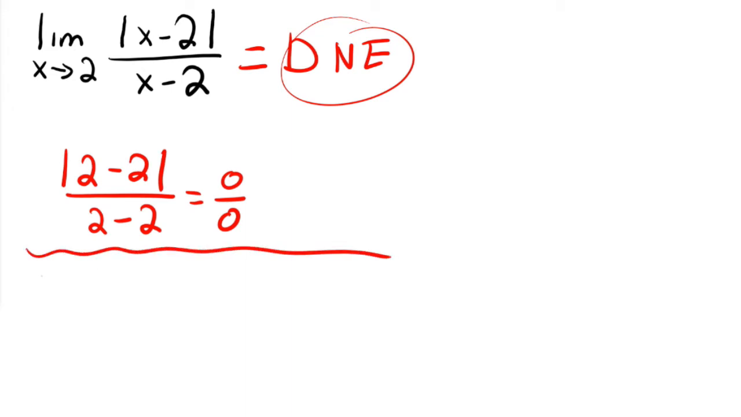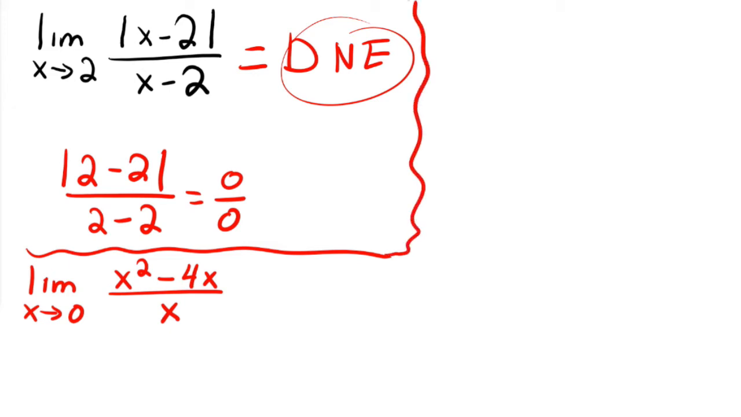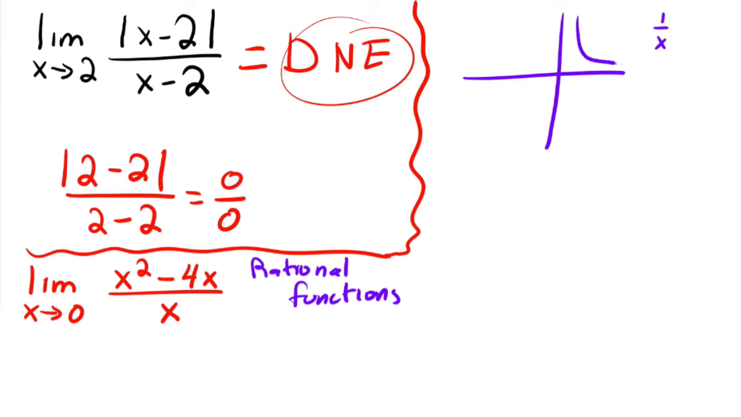Now how about we take a look at another interesting one. How about the limit as x approaches 0 of x squared minus 4x over x. Now, if you remember from pre-calculus, this looks like a rational function, right? And rational functions, remember, if I just graph the simplest rational function, 1 over x, it looks like this, right? It's got a horizontal asymptote at 0. It's got a vertical asymptote at 0.